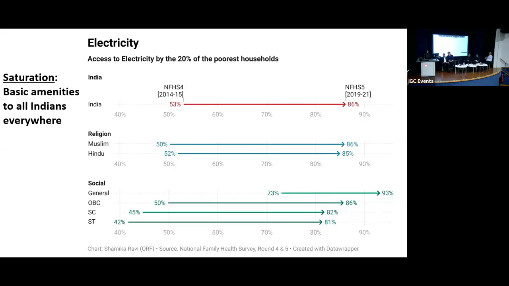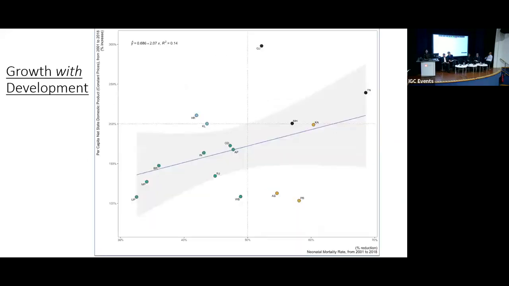That does have implications for not just the fiscal, but the environment itself. This is showing, on the x-axis, the reduction in neonatal mortality rate, how many babies survive beyond 28 days of live birth. And the y-axis is showing increase in real per capita GDP. If you look at the first quadrant, Gujarat has actually increased 300% real.